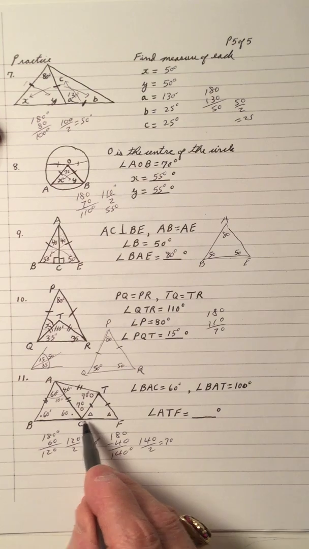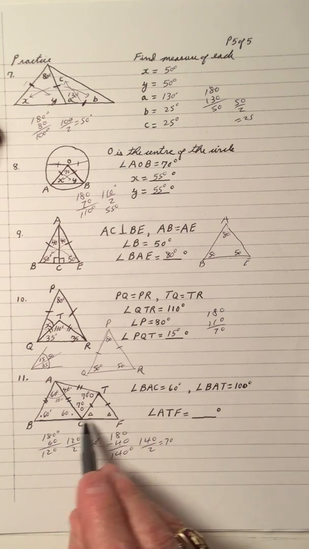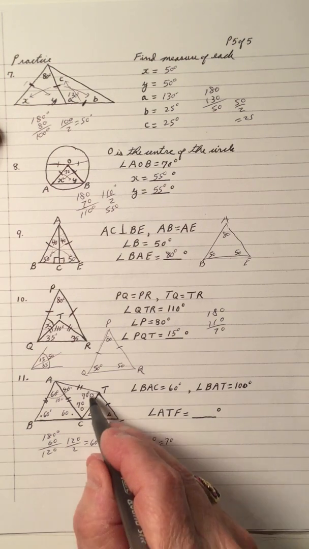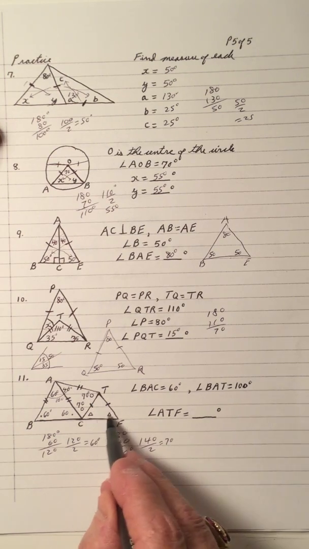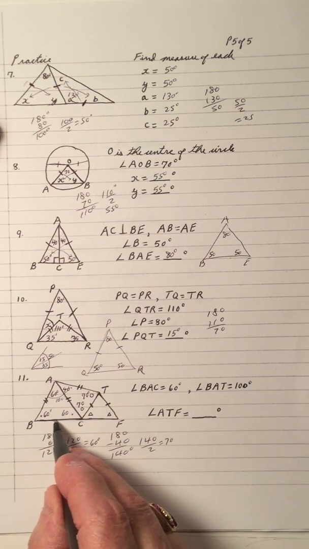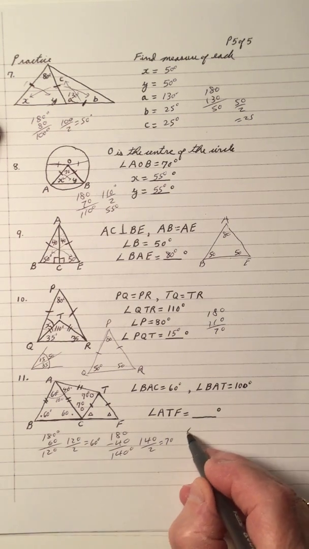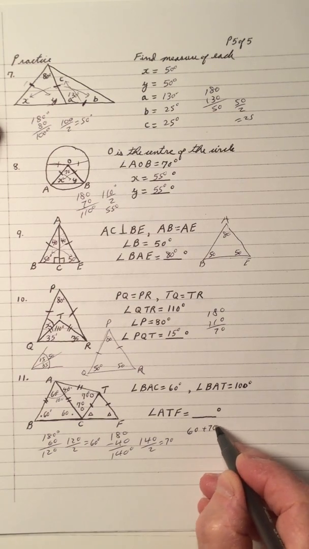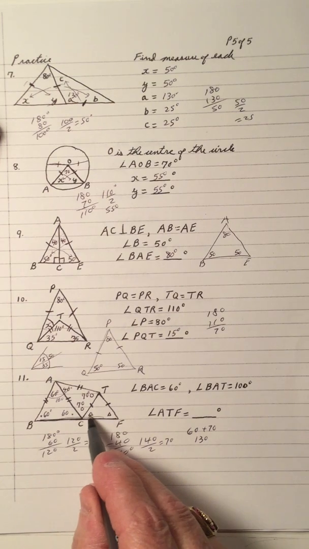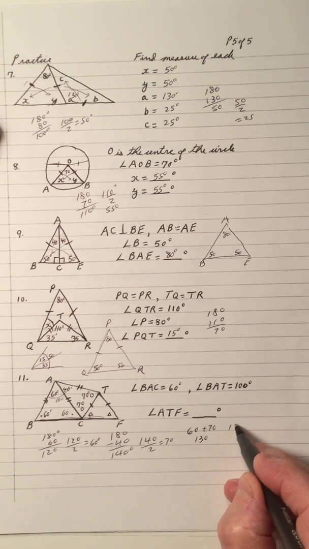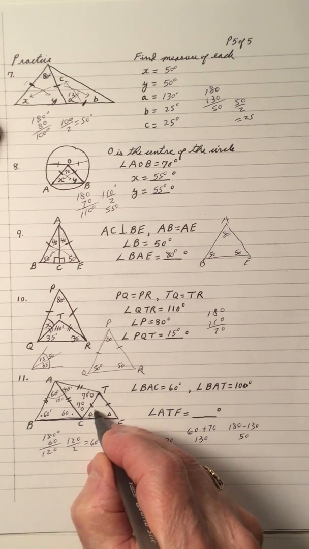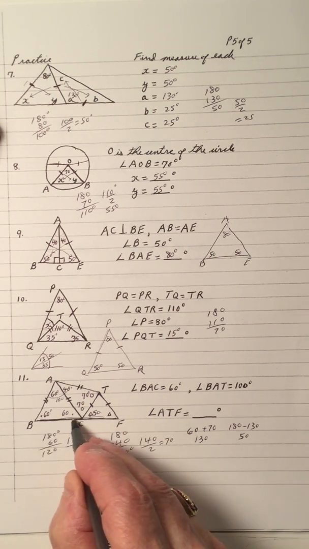Now, how do we get to angle ATF? Angle ATF is this one. That means I've got to get these angles. Watch, that's a straight angle. So 60 plus 70 is 130. That means this angle right here is 180 minus 130, so that angle is 50, because that's a straight angle.